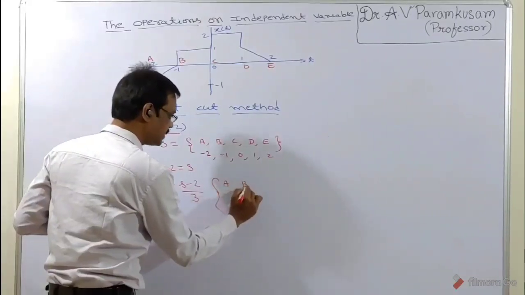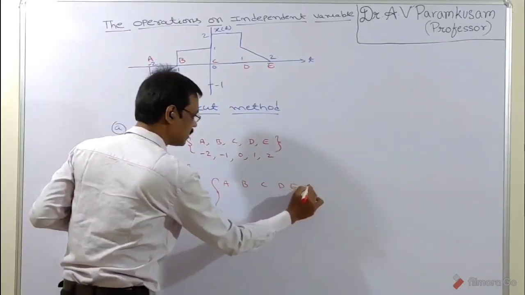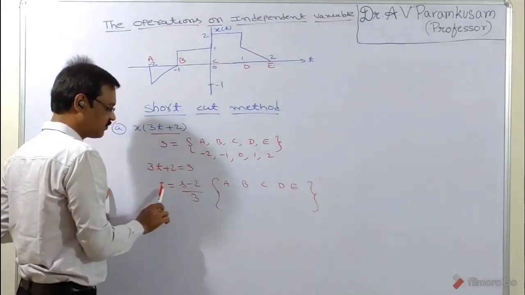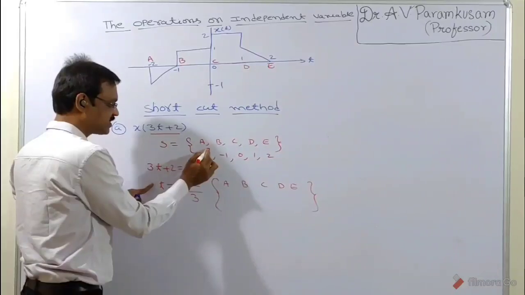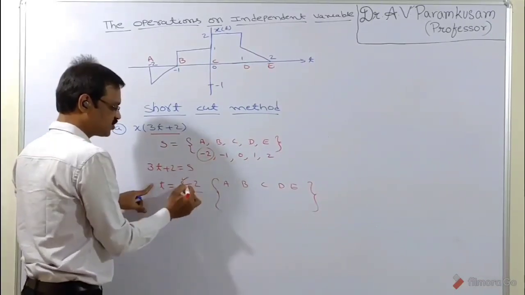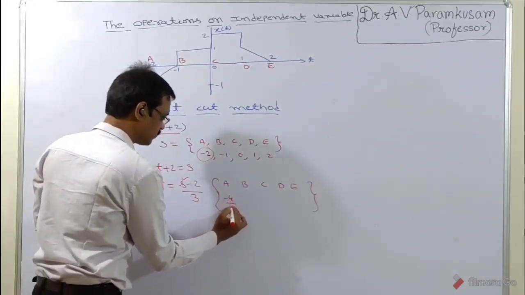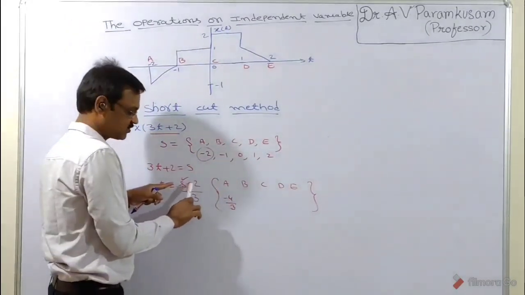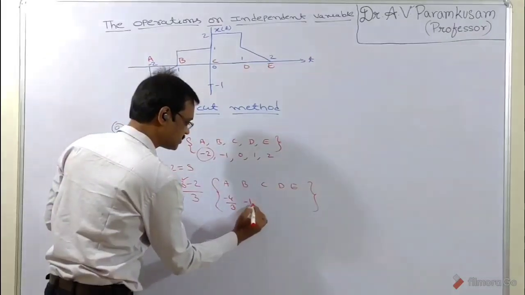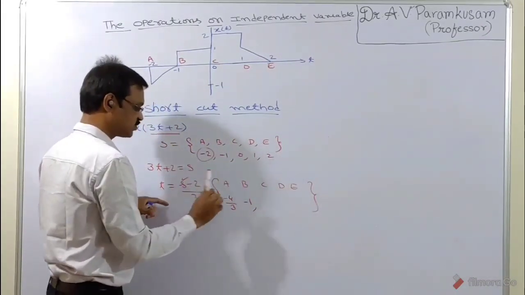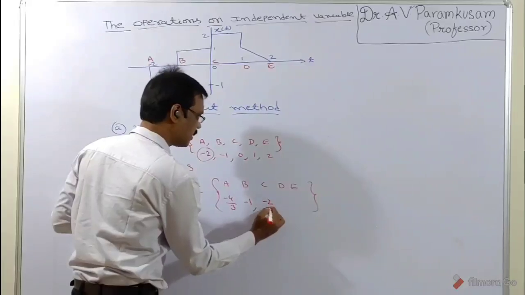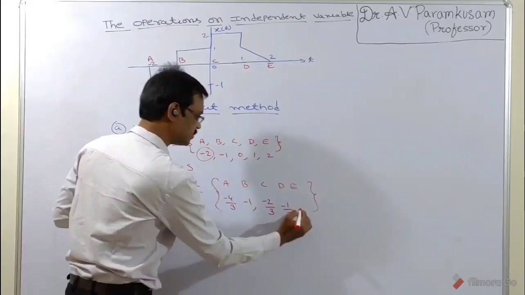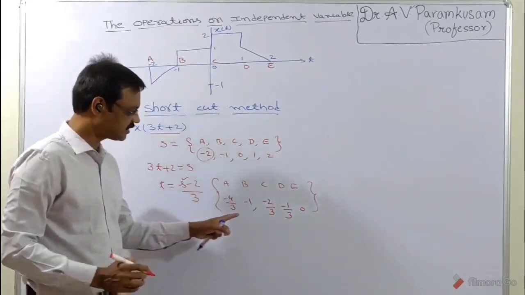Let them be A, B, C, D, E. If s is equal to -2, what is the value of t here? You substitute this -2 here: (-2 minus 2), that is -4 by 3. And B is equal to -1. You substitute -1 here, -3 by 3, that is equal to -1. And 0 minus 2 by 3 is -2 by 3. And 1 minus 2 is -1 by 3. 2 minus 2 is 0.